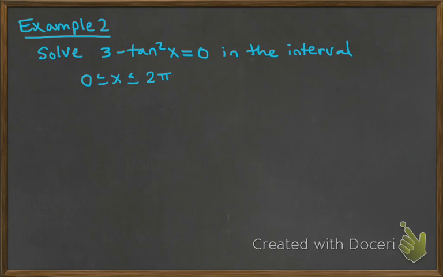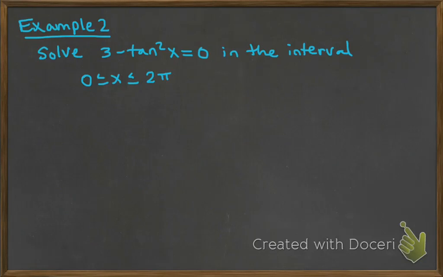Let's try another example. This one has the tangent in it. So solve 3 minus tangent squared of x equals 0, in the interval 0 is less than or equal to x, less than or equal to 2 pi. Another difference here between the first problem and this problem is they're giving us that interval, meaning they only want it within that first period.